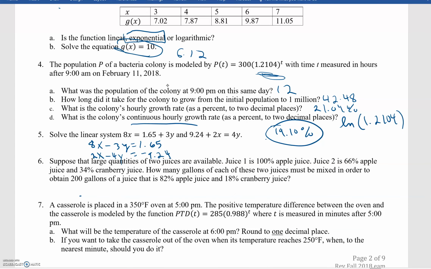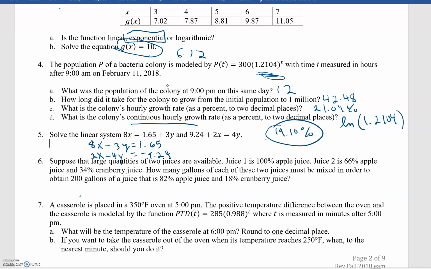Number 6. So here's one of our nice mixture problems of juices. Suppose that large quantities of two juices are available. Juice number 1 is 100% apple juice, juice number 2 is 66% apple juice and 34% cranberry juice. How many gallons of each of these two juices must be mixed in order to obtain 200 gallons of a juice that is 82% apple juice and 18% cranberry?